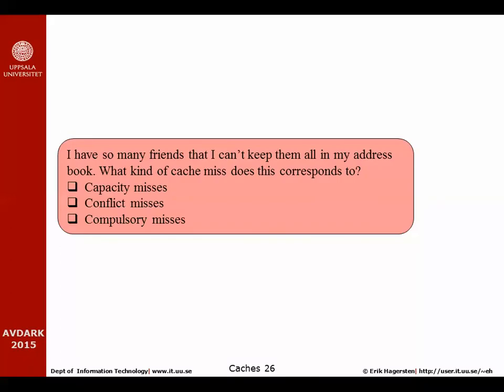Now, if you have so many friends that you just can't keep them all in the address book, and you simply have more friends than there are pages, or than you can possibly store in all the lines of the address book, so that's why you miss in the cache. What kind of miss corresponds to that?